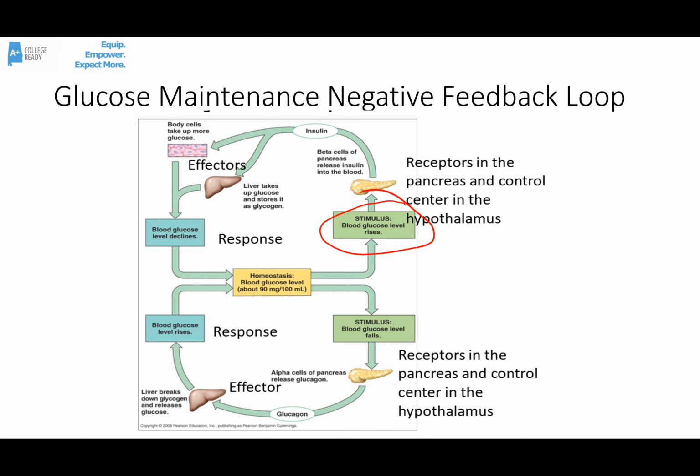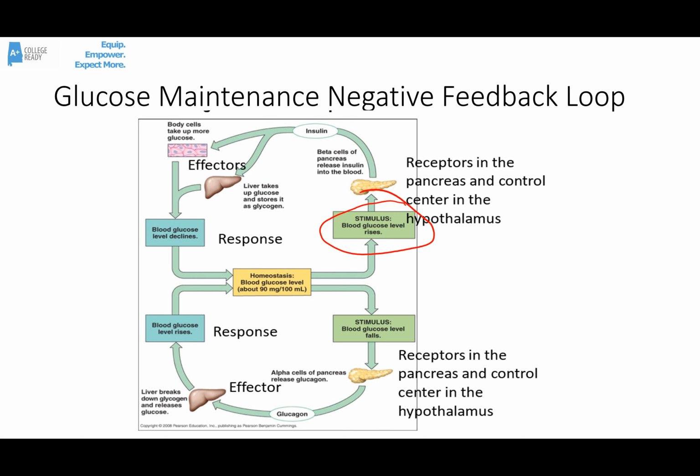In response to that, your pancreas is going to release insulin. And insulin is going to flow out to cells in your body, like the liver and other cells, telling them to take up blood glucose. So the response is going to be that certain cells, in this case the liver and the body cells, are acting as effectors. They're pulling glucose out of the blood and they're storing it.